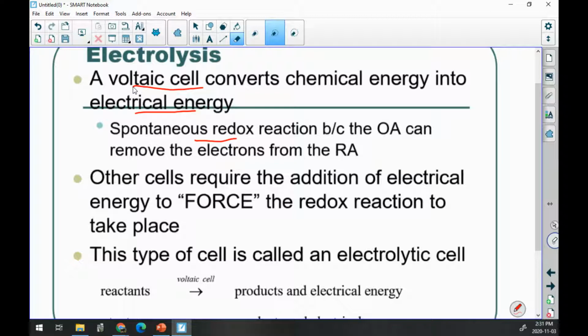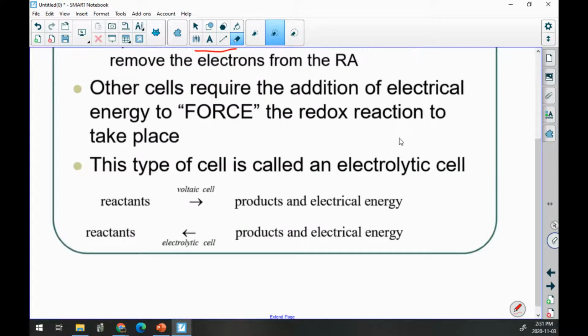We have other cells for other uses where we have to force the electrons from the strongest reducing agent to the strongest oxidizing agent, and we call this an electrolytic cell. It is essentially the reverse, or can be the reverse, of a voltaic cell. So a voltaic cell turns reactants into products and electrical energy. An electrolytic cell turns reactants plus electrical energy into products.